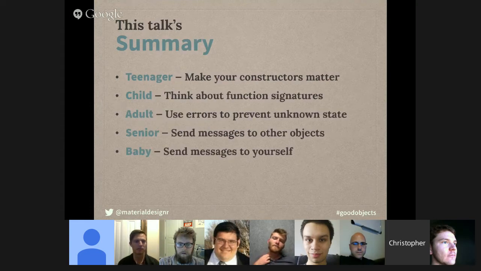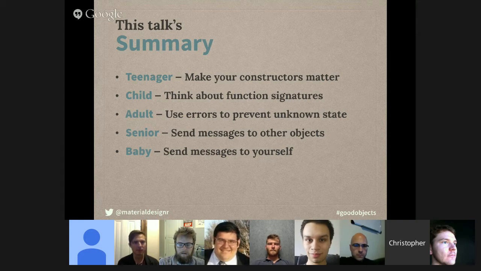So giving a little bit of summary from everything that we've learned today, as a teenager, make your constructors matter. The idea of identity in software is super important, and you'll find more and more that if you can use value types instead of entity types, so things that only depend on whether or not they have the same attributes and respond to the same messages in the same way, your life will be a lot easier. As a child, think about function signatures. So make sure that every method that you write takes a consistent set of inputs and always returns back a consistent set of outputs. Try and minimize the amount of returning nil as you can, because that's an entry point that another method then has to do nil checking on.